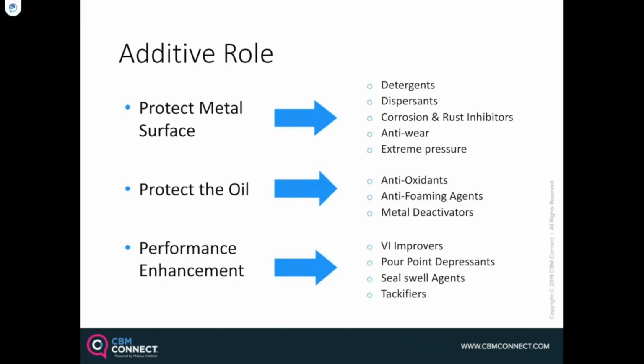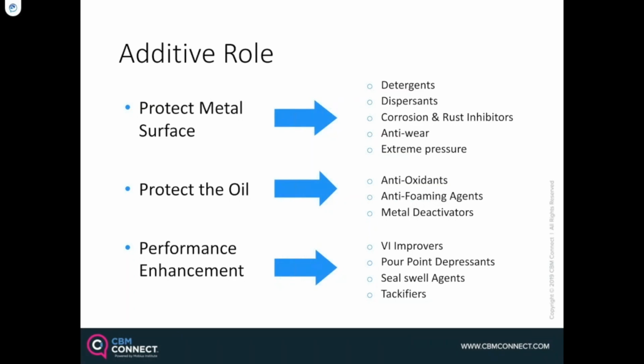We talked about the different types of additives, and these are the roles, what we're trying to improve. We talked about protecting the metal surface, so that's where anti-wear, EP, and corrosion and rust inhibitors come into play. We talked about protecting the oil. That's where the antioxidants come in, and the additives that improve the overall performance of the base oil. And we talked about the viscosity improvers.